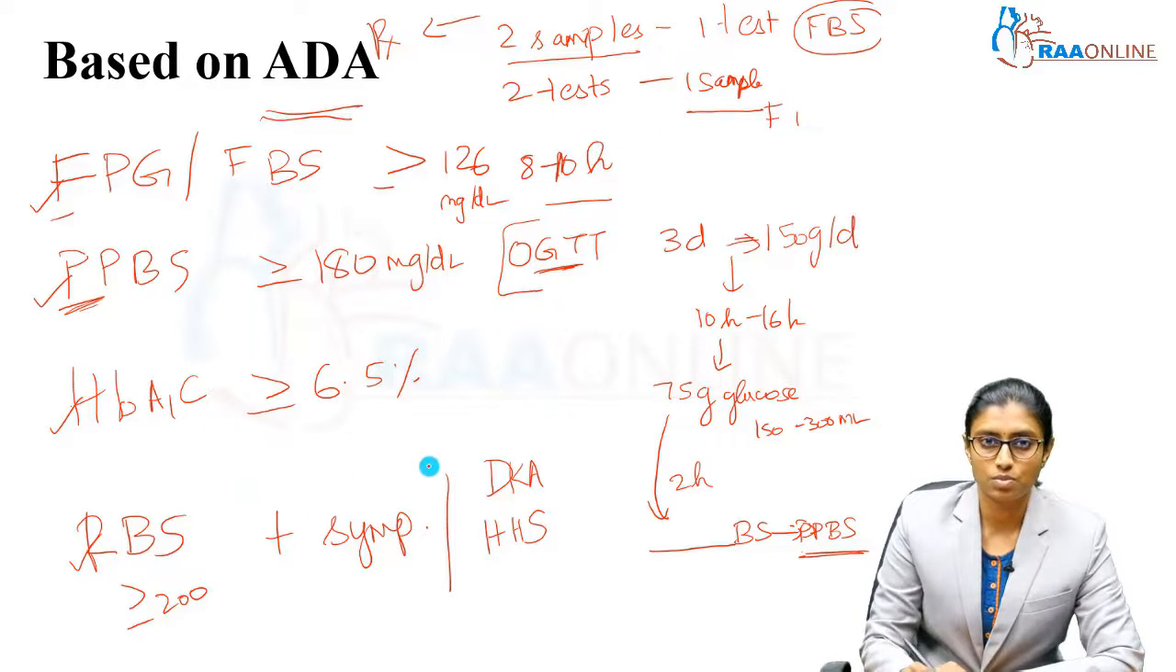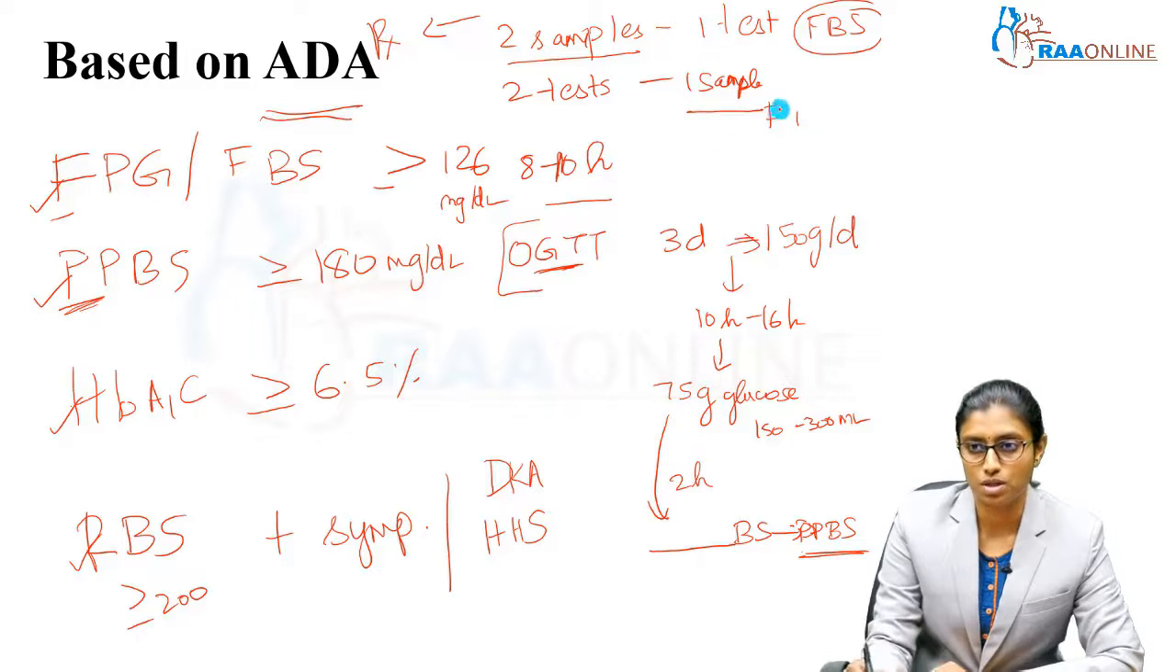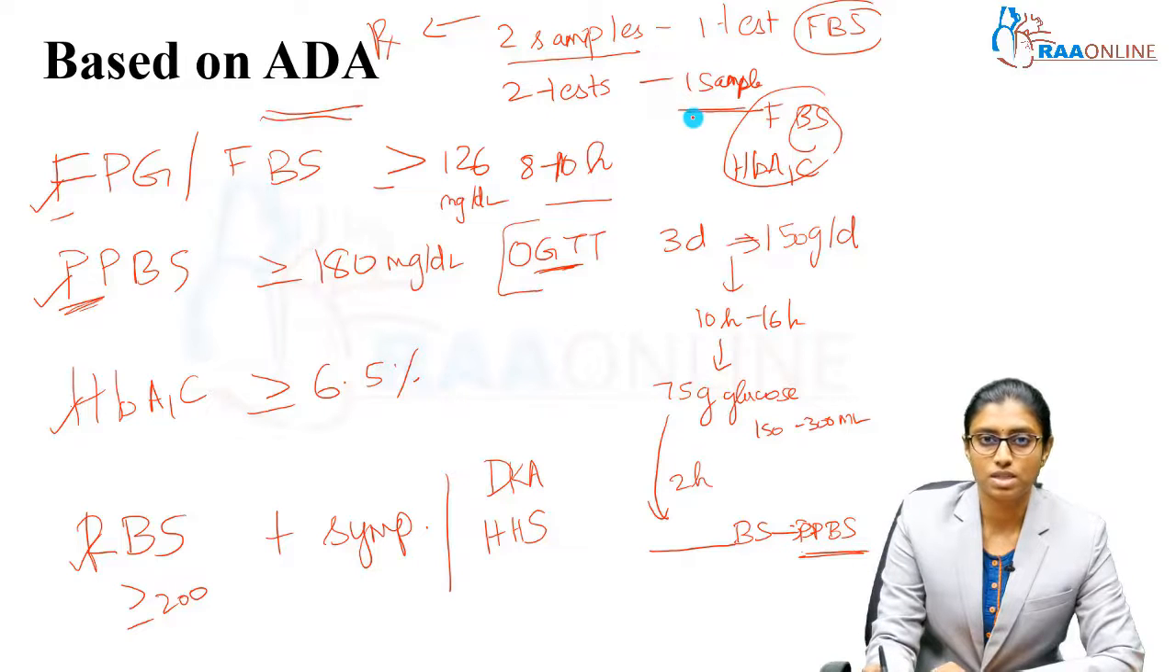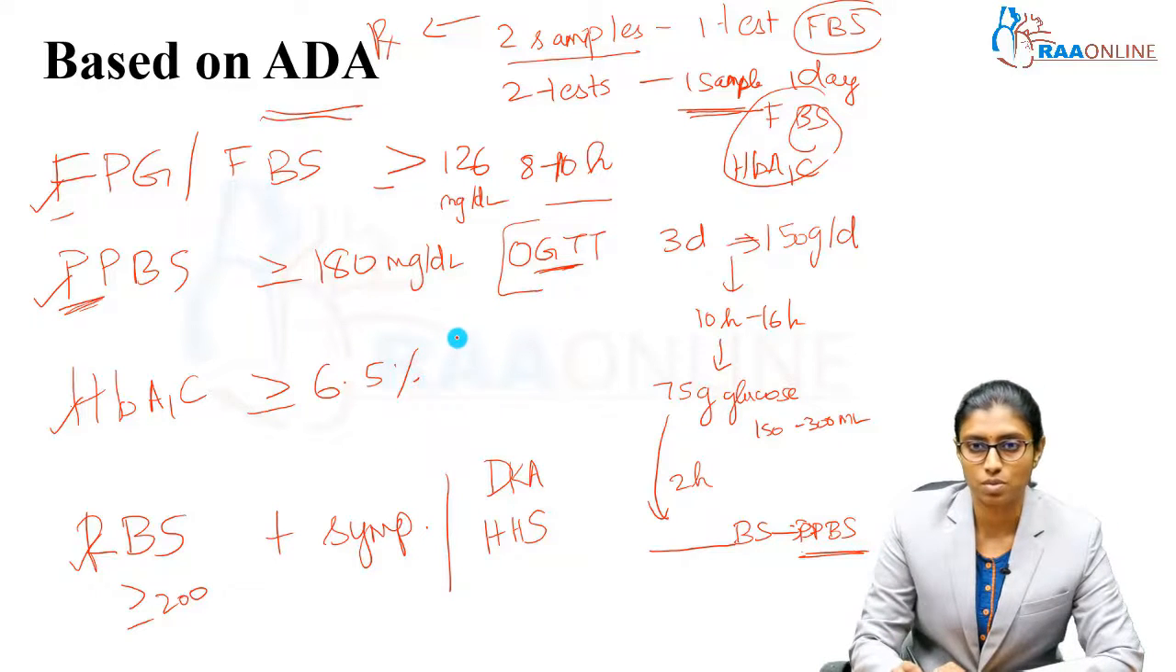Okay, RBS and symptomatic hyperglycemia cannot be used, either fasting blood sugar, PPBS or HbA1c. 2 of these 3 tests have to be done, say fasting blood sugar and HbA1c. 2 tests I am doing from 1 sample which is taken on 1 day. So either 2 samples of the same test or 2 different tests taken from the same sample are showing this criteria for diagnosing diabetes mellitus, then I can diagnose diabetes mellitus.